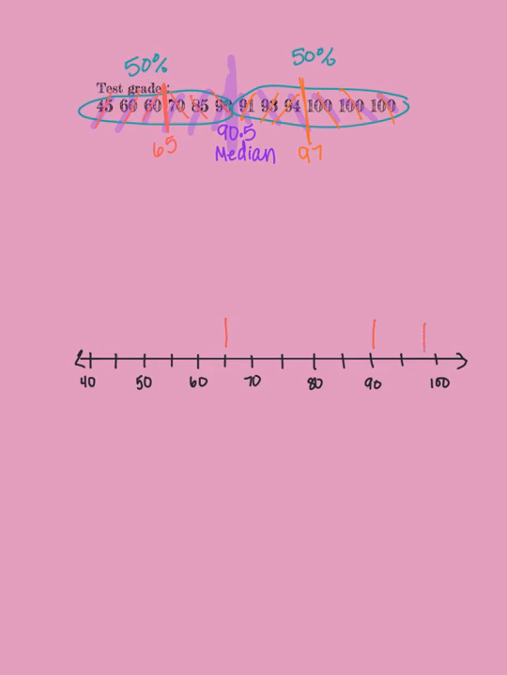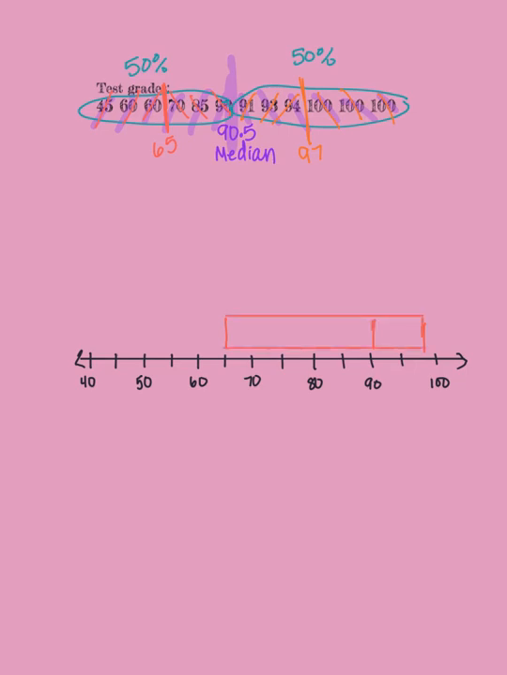So now I'm going to go ahead and make my box plot. I'm going to make my line at quartile 1, which is 65. And I'm going to make my line at the median, which is 90.5 or 90 and a half. So it's going to be a little bit past 90. And then my quartile 3 is 97. So that'll be right there. And I'm going to connect them to make a box.